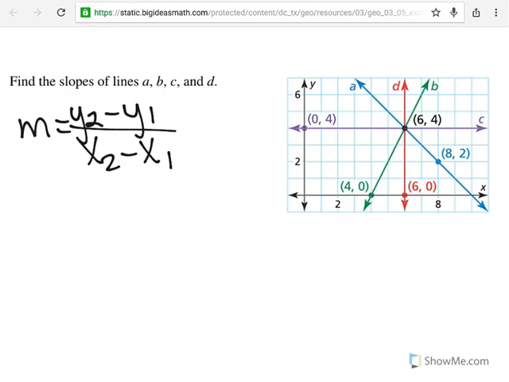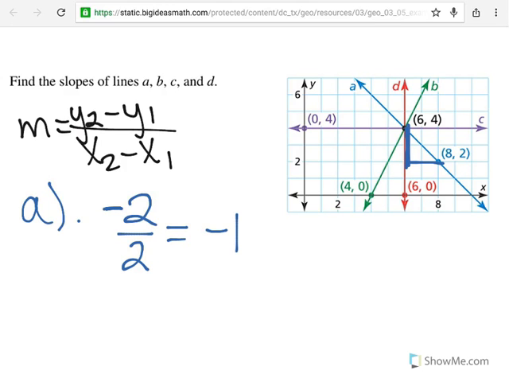Alright, so I'm going to look at line A first. A is blue. Okay, so we want to count how much it falls. Since it's falling, that's 2 spaces. It falls 2. So if we're going down, that means it's negative. And we go over 2 spaces. And we see that our slope of A is -1. Okay, so that's just taking 2 points on here, and we're just counting the spaces in between. So it's always rise over run.